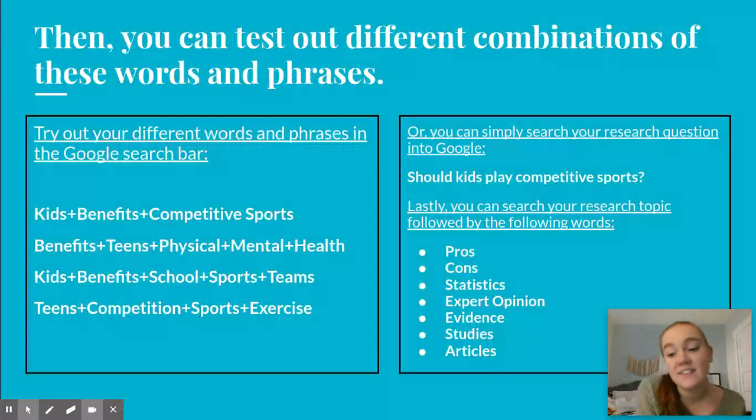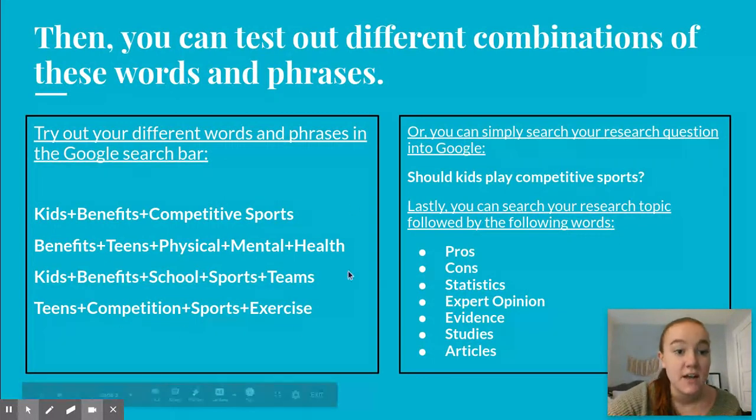The next piece of advice I'm going to give you is, I kind of just showed you this a little bit, but like using those words and just trying different combinations of them. So some examples that you could put into the Google search bar is kids benefit competitive sports. Oh, I didn't put a plus sign there. You know what I mean? Benefits, teens, physical, mental health, kids, benefits, school, sports, teens, competition, sports, exercise. You get the point.